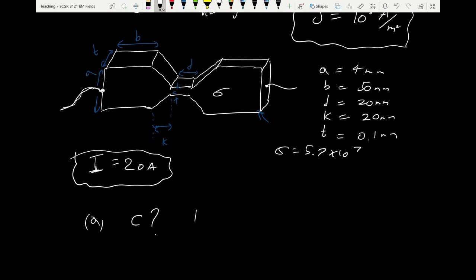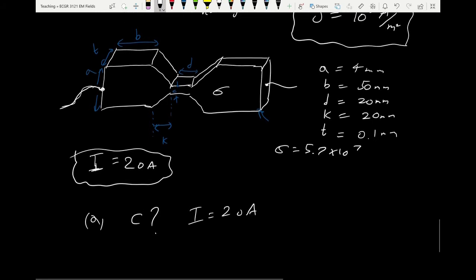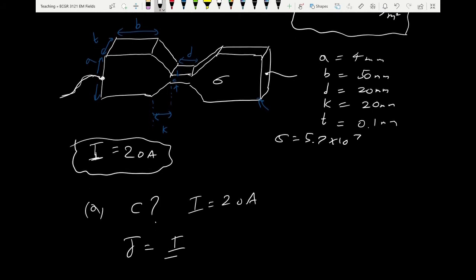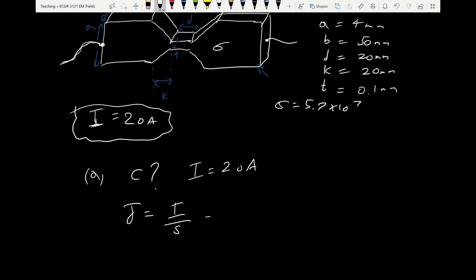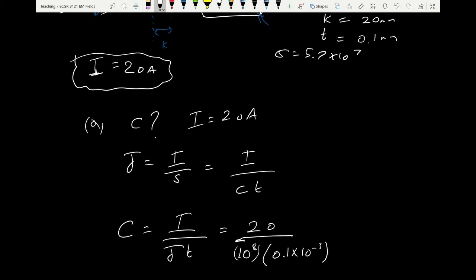What is C that will cause the fuse to blow at 20 amps? Well, at 20 amps, we need to reach the dangerous J for copper, which is 10 to the power 8, right? So what is J? J is I over S, the total current over the surface. S, the cross-sectional area at the neck, is going to be C times T. So that tells me that C equals I over J T, and I know what I is, 20 amps. J is 10 to the power 8, that's the current density that's required to melt the copper. And then T is 0.1 millimeter, so it's 0.1 times 10 to the power minus 3.